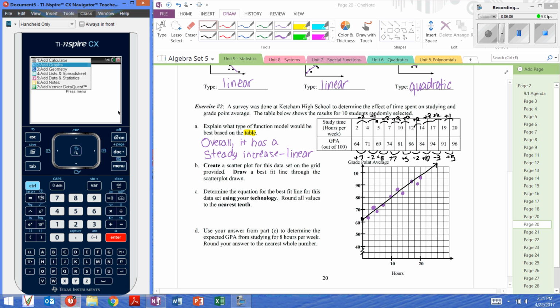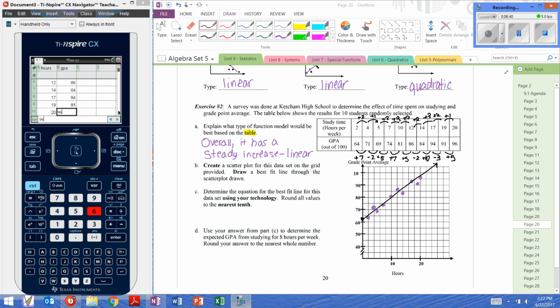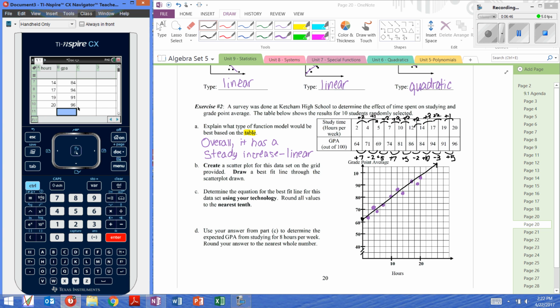So what we need to do is we're going to add lists and spreadsheets, which we're used to doing. And let's just put at the title, let's call this one hours. And then we also need to compare this to the GPA. And in the list, make sure that, let's say, 2 and 64 coincide. So finish typing these in on your calculator. Okay, I'm just about done. Remember, with the last value, you always need to push enter so that there's not a cursor anymore.